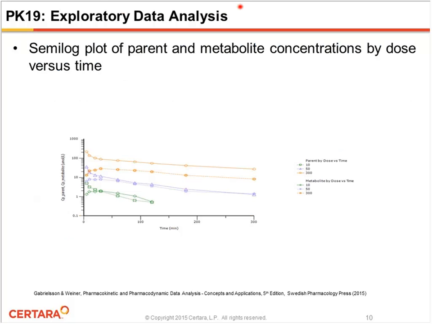So we start with an exploratory data analysis. This is a semi-log plot of both the parent and metabolite concentrations by dose group versus time. So we have 10, 50, and 300 micromolar doses administered, and we see the profiles for both parent and metabolite. Notice at the highest dose level, we start to see some separation between parent and metabolite.